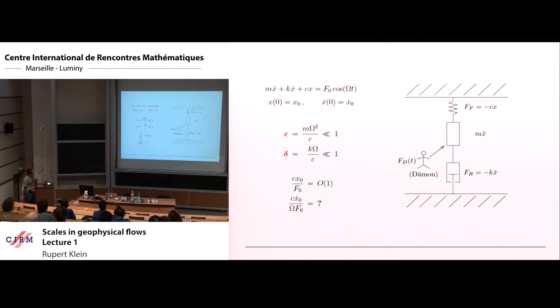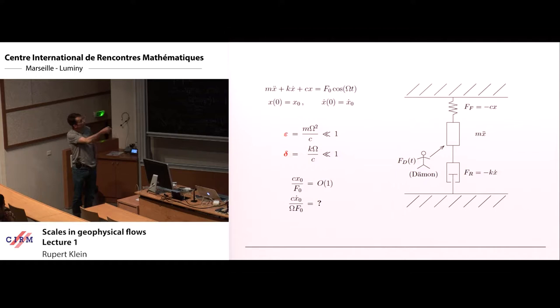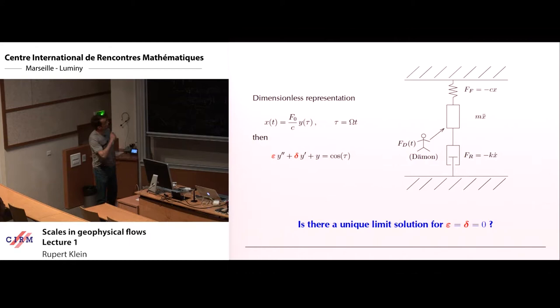I have initial data, and now I can form two small parameters if I'm thinking of the limit of small mass and small damping for the linear oscillator. Suppose that was my challenge. Then the two parameters, one comes from the mass, is m omega squared over c, where omega is the external frequency of the daemon, and delta is the damping related parameter, it's k omega over c. And both are supposed to be small compared to unity, and I'm interested in what's the behavior of the linear oscillator when epsilon and delta are both small. The bad news is that after non-dimensionalizing, I can write the equation to make epsilon and delta explicit. Now I can try to solve this asymptotically, but the question is, is there a unique limit for epsilon, delta going to zero?